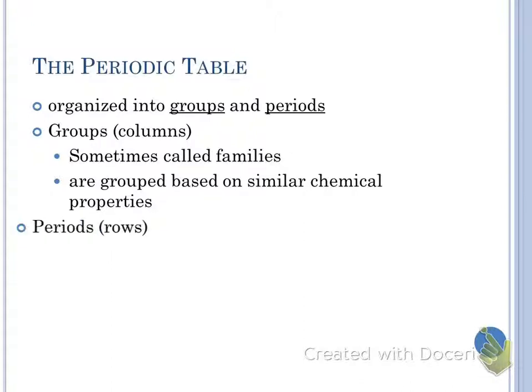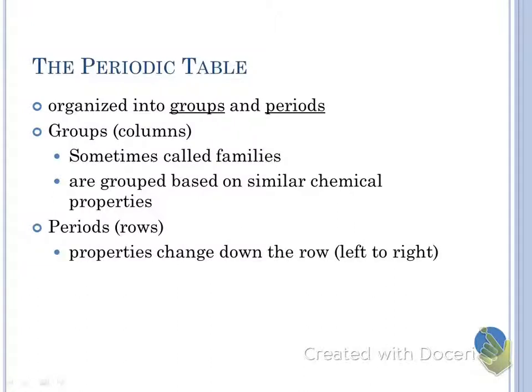Excellent. Let's look at the periods now. These are rows, so they go from left to right. They lay flat. If you're grouped in a row with other elements, you don't really have very similar properties. You share one characteristic, and that's the number of electron shells you have. But generally, as you move from left to right, you have changing properties.